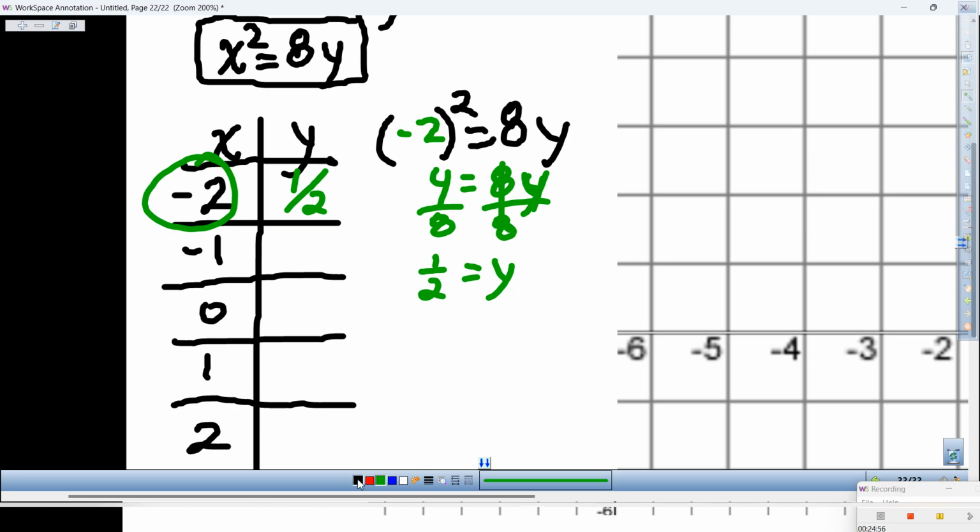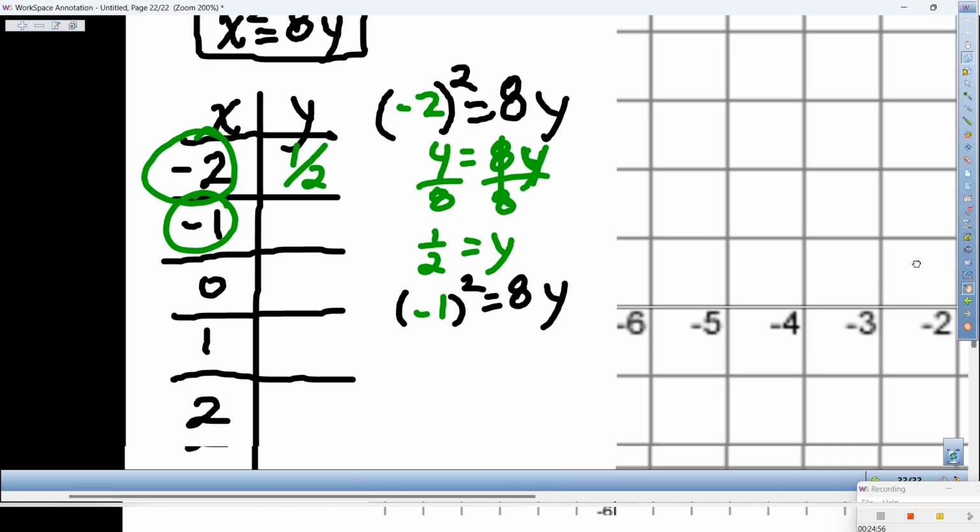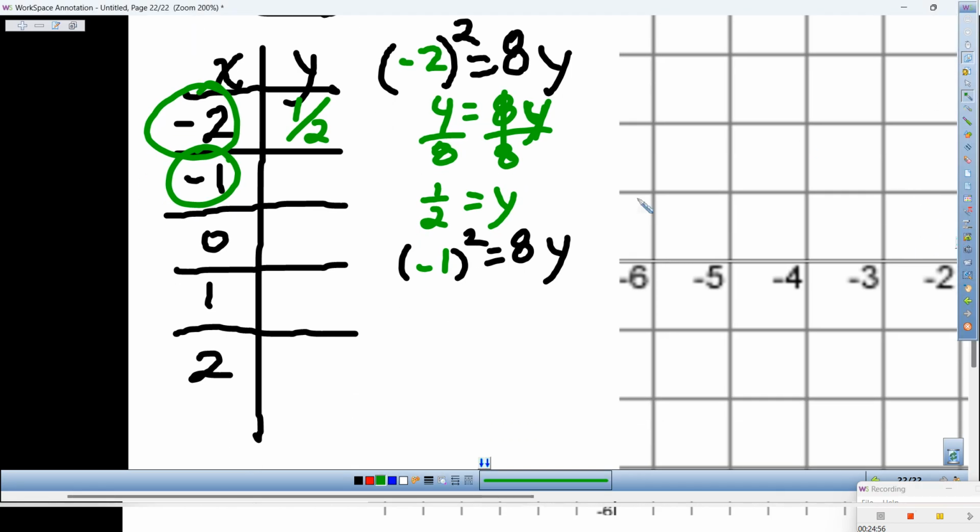Let's do it again. Parentheses squared equals 8y. And now the next value is negative 1. What is negative 1 squared, everyone? 1 equals 8y. Leave y by itself. Divide by 8. 1/8 equals y. 1/8.